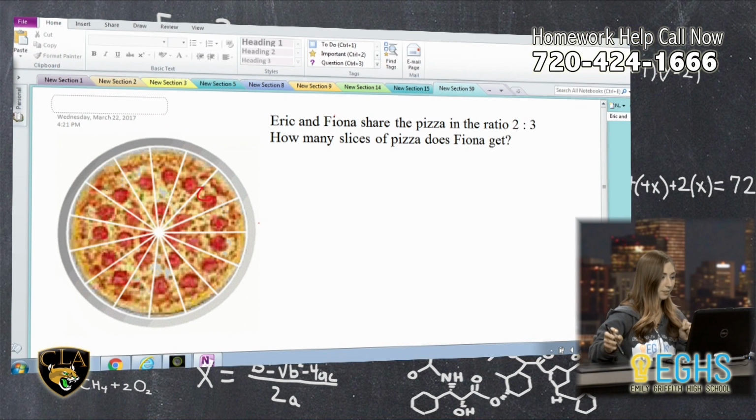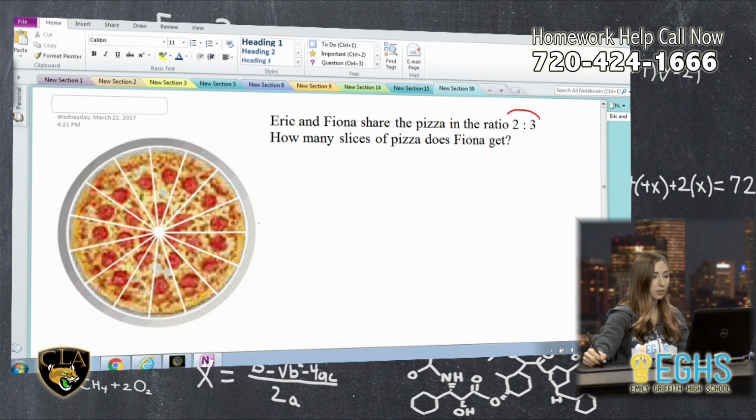So the pizza is sliced into a lot of pieces. Actually, let's find out how many pieces there are. 1, 2, 3, 4, 5, 6, 7, 8, 9, 10, 11, 12, 13, 14, 15. So there are 15 slices here. All right, let's talk about the ratio, what that means first.